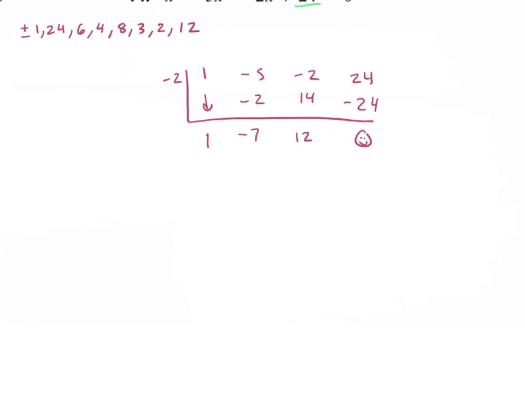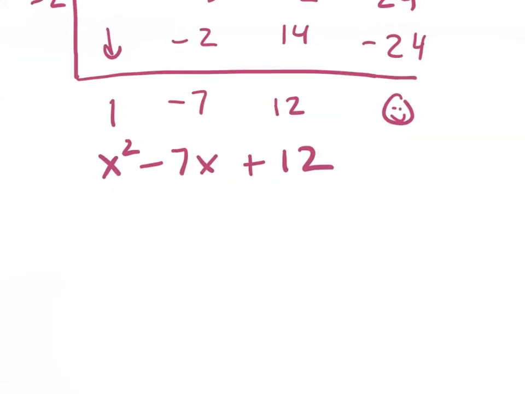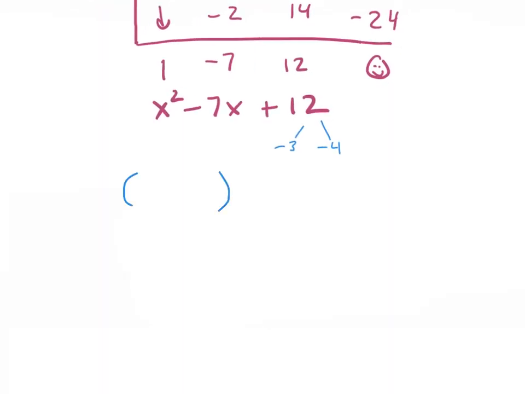What should we do next? Turn it into a polynomial function. So what do we start with? X squared minus 7x plus 12. What should we do next? Let's see if we can factor it. Awesome. Negative 3 and negative 4. So in our parentheses, we have x minus 3 and x minus 4.